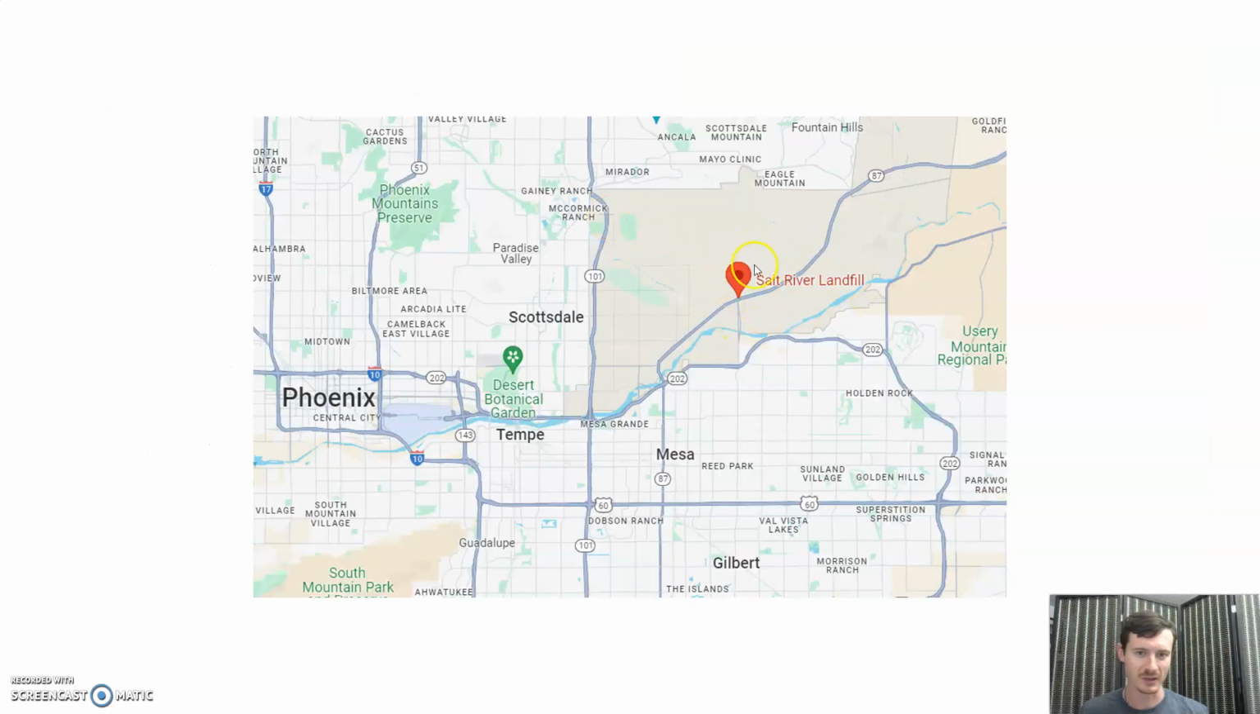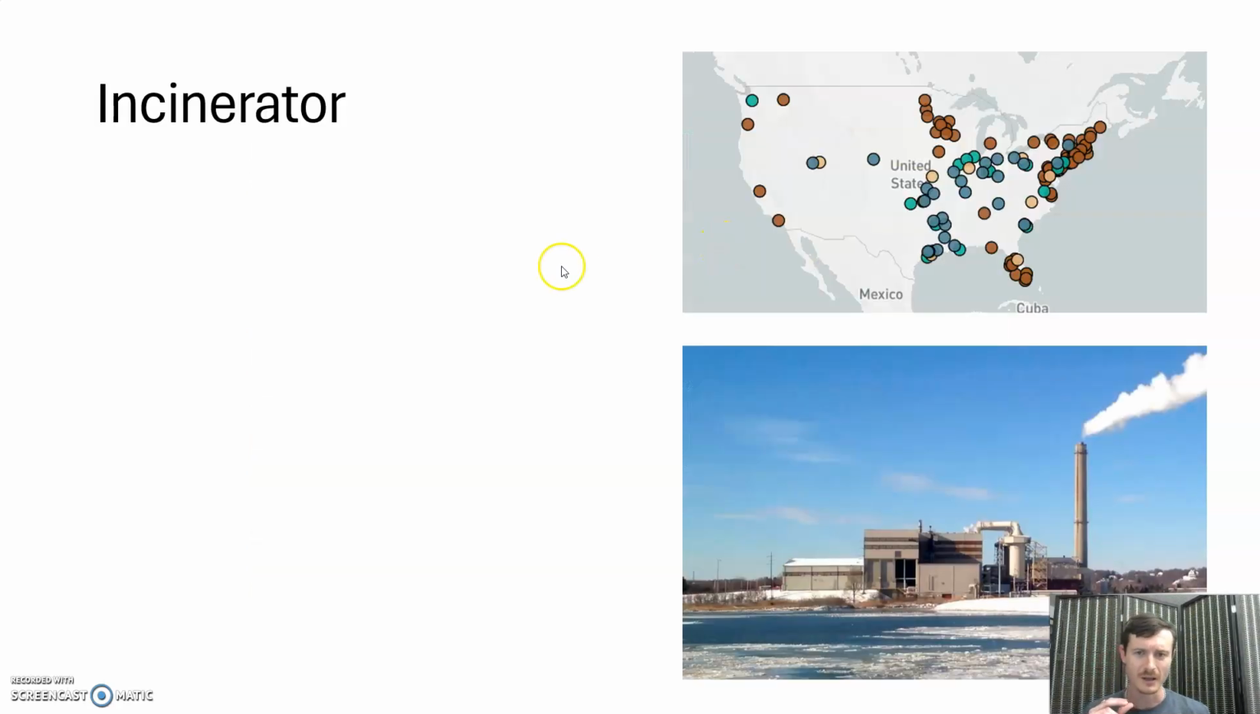And here's where it's located. SCC, I want to say, is going to be about right here, maybe a little bit lower, something like here. Awesome. So we talked about how trash can be burned, right? And at first, as an idea, this can seem amazing. This can seem like a really, really good way to solve the problem.